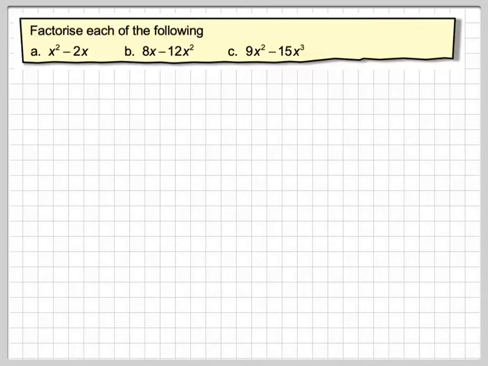So in this video we're going to introduce the idea of factorizing an algebraic expression. Okay, and this is quite a difficult concept, so I'm going to try and give you a method for doing it. So we've got: factorize each of the following: x squared minus 2x, 8x minus 12x squared, and then 9x squared minus 15x cubed.